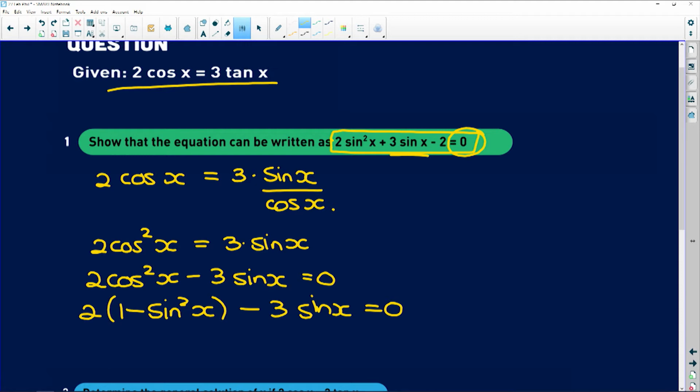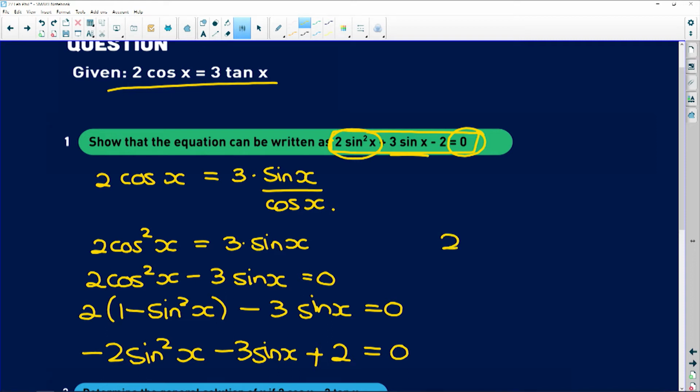So now if I multiply out, 2 times 1 is 2. I'm going to put that at the end there to try and get it in conventional format. So remember, distributive law, those two are going to give me 2. And then the second term, negative 2 sine squared x. And then that last thing, minus 3 sine x. But it says that our leading term needs to be positive. So if I divide through by a negative, I'm going to get 2 sine squared of x plus 3 sine x minus 2 is equal to 0. And that is exactly what we needed to get it into the form of.